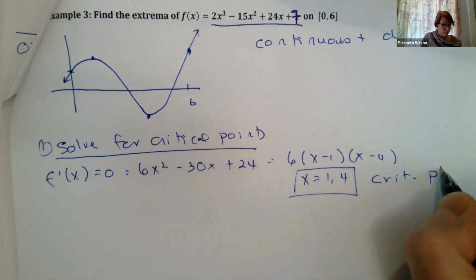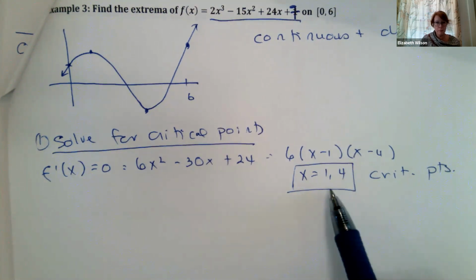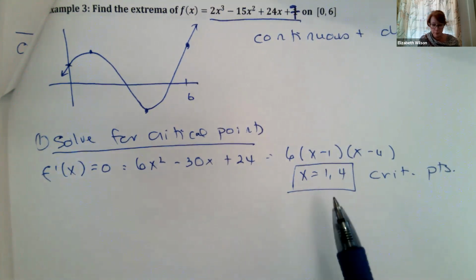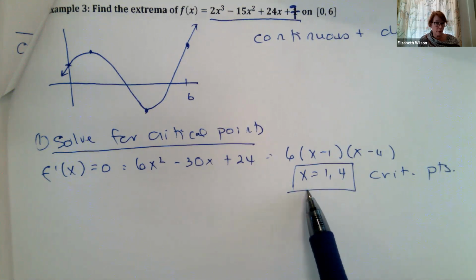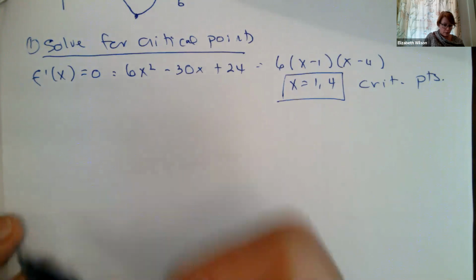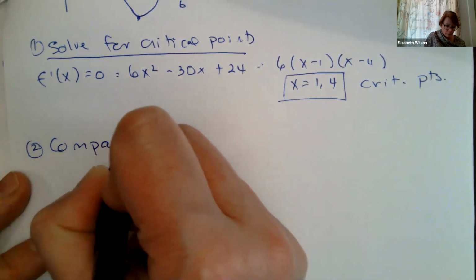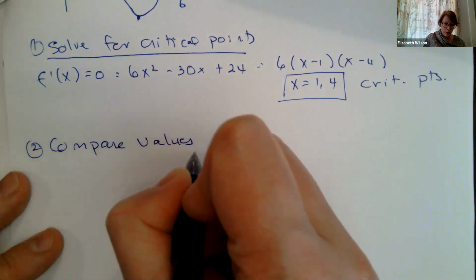Okay. Now what I need to do is check my function values, not my derivative, but my function values, against the critical points and the endpoints and see which one gives me the biggest, that'll be my maximum, and the smallest, that'll be my minimum. Okay, so we're going to compare values.